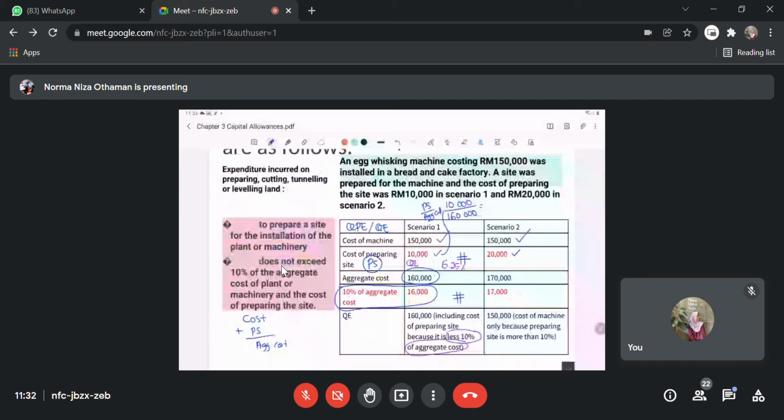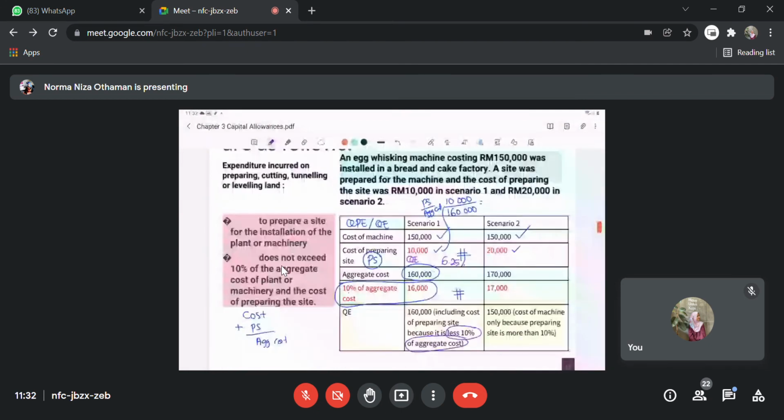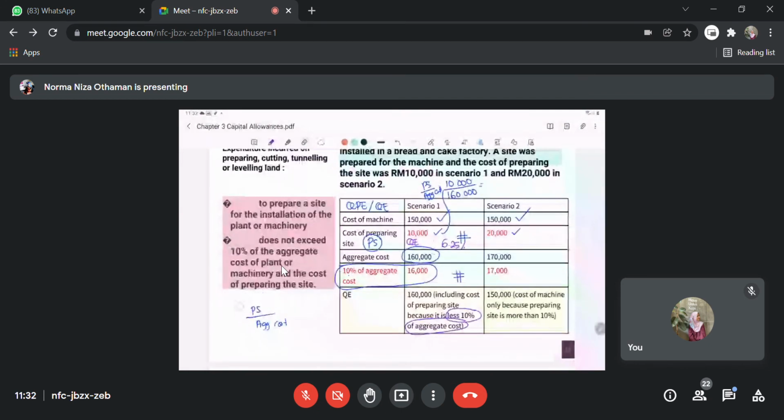So dalam scenario 1 bila you nak compute QE, okay, dalam scenario 1, you nak compute the qualifying plant expenditure, kita ambil cost tadi 150 plus the preparing site. Preparing site ni pun qualify lah disebabkan dia kurang daripada 10%. So kita ambil cost dia 10,000. So maksudnya the QPE dalam scenario 1 adalah 160,000.